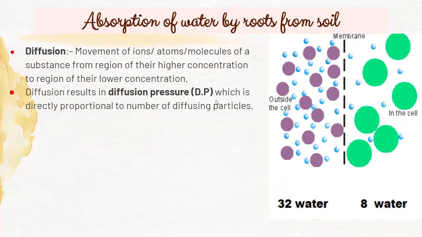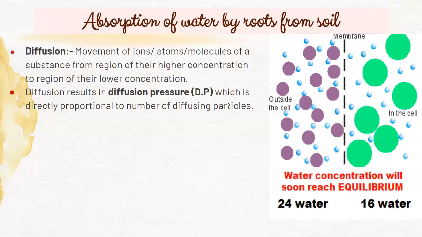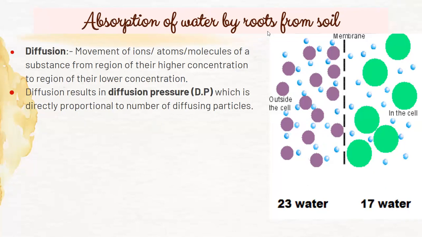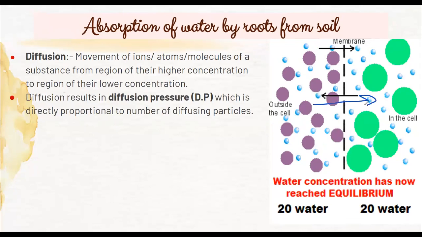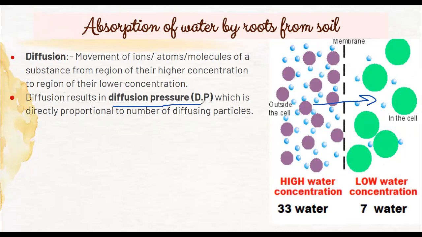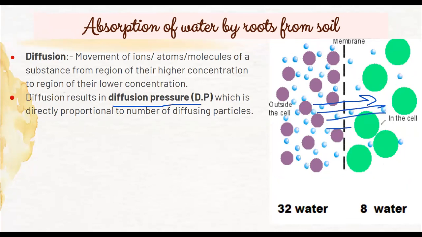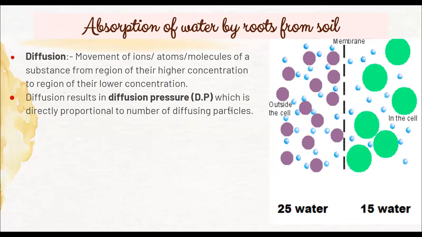Okay, so diffusion will result in a pressure which will be created, which is directly proportional to the number of diffusing particles. This pressure is how many water molecules should be moved over here. So this diffusion results in a diffusion pressure which is directly proportional to the number of diffusing particles. That will depend upon how many water molecules are required over here. So it is directly proportional.